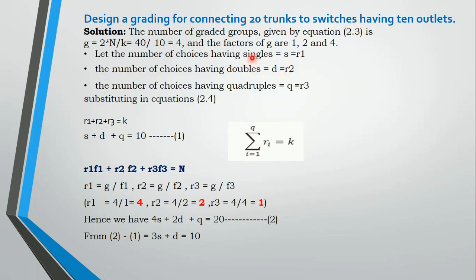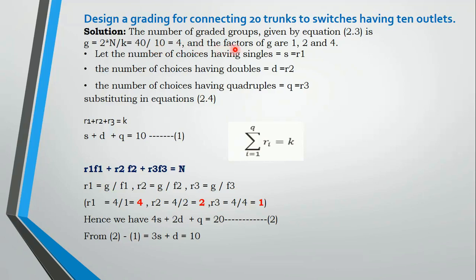So usually the first thing is you need to find the number of groups. Number of groups G is equal to 2n divided by k. The formula is known to you. It is equal to 40 divided by 10 because n is equal to 20 and k is equal to 10. So 40 by 10 is equal to 4.